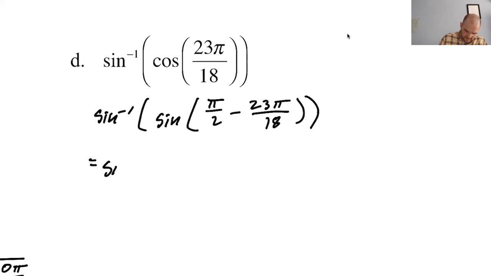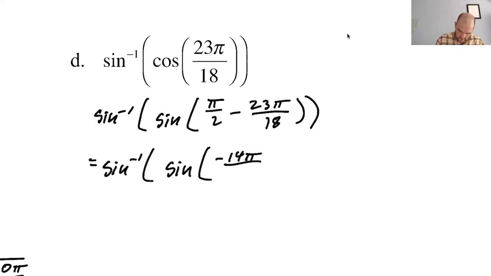So this will be the sine inverse. It's really nice when they just work out. All right, so this is going to be like 9, I guess. So what is 23 minus 9? It's 14. So -14 pi over 18. 9 and 4, whatever. I think that's right.